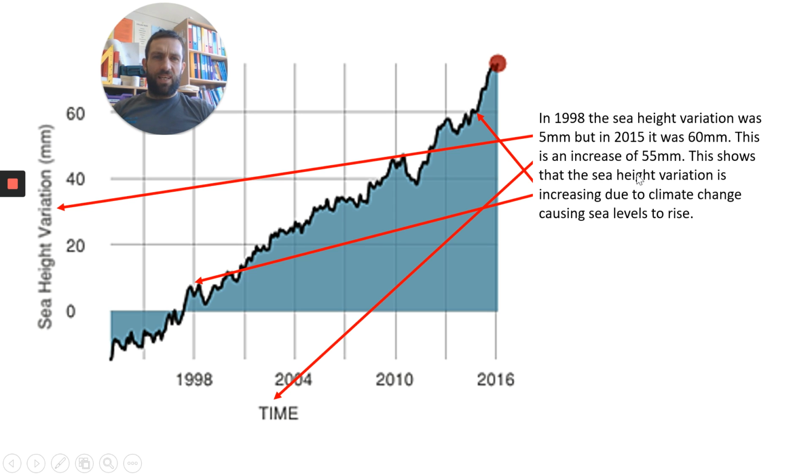This shows that the sea height variation is increasing, as we know that line's been up, due to climate change causing sea levels to rise. And this is the extra wee bit from your other lessons that you'll be able to add in to your sources. Alright, so the reason that's increasing is climate change is causing sea levels to rise.